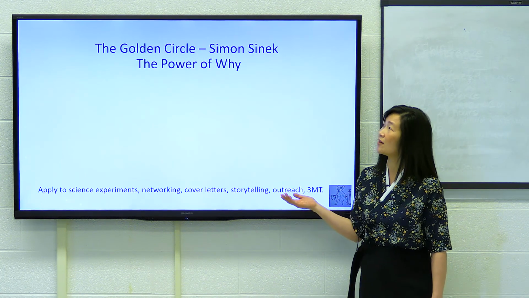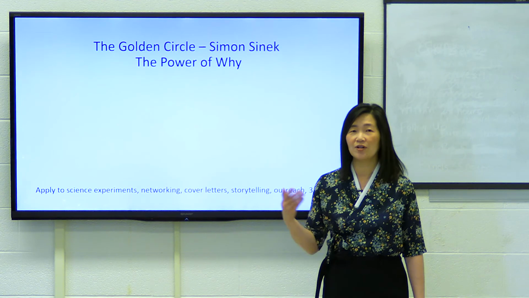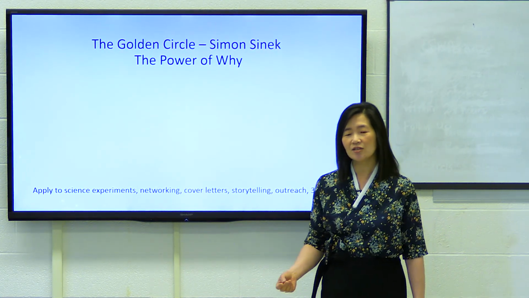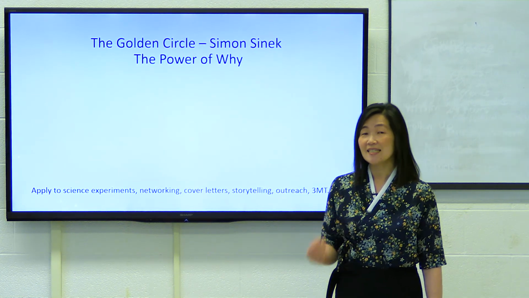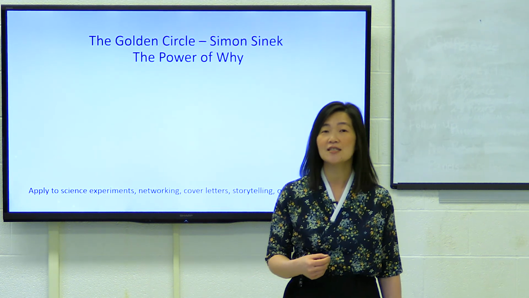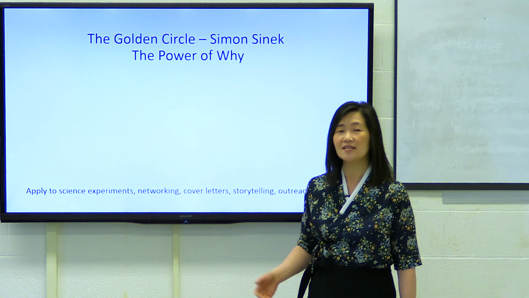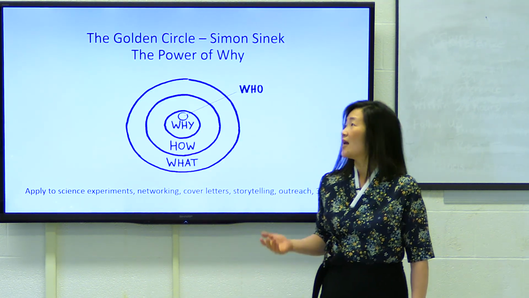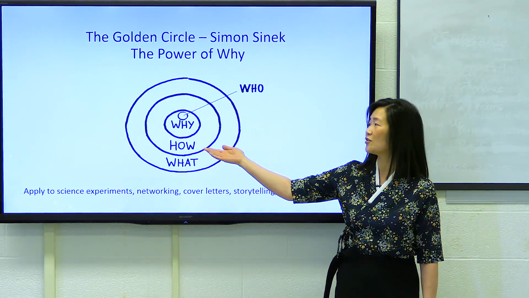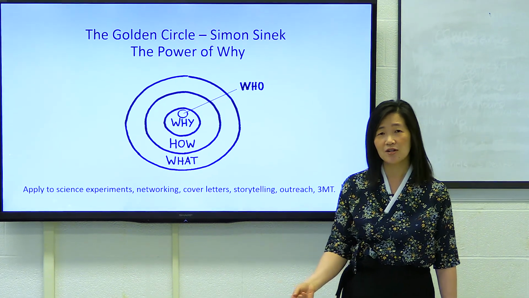So I'm going to talk a little bit about the Golden Circle, which is Simon Sinek's The Power of Why. He has over 30 million views on TED Talk. I highly recommend it. But essentially, he summarizes that successful individuals, such as Martin Luther King, the Wright brothers, companies such as Apple, the Disney company, they all share this central dogma, and that is the Golden Circle. And this is what it is. On the outer circle is the what, the inner circle is the how, and the most inner circle is the why.